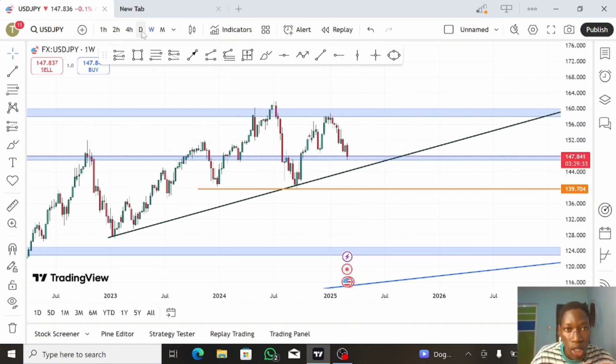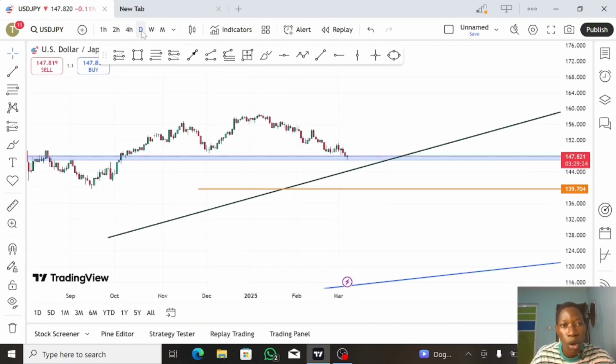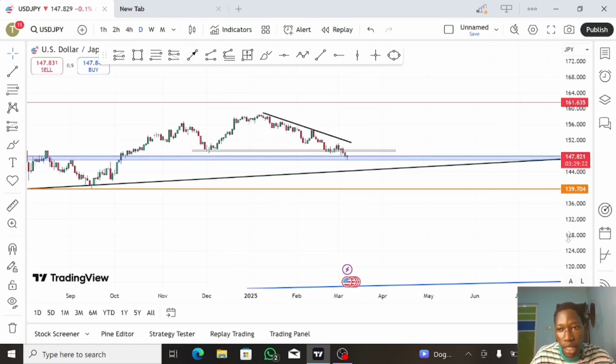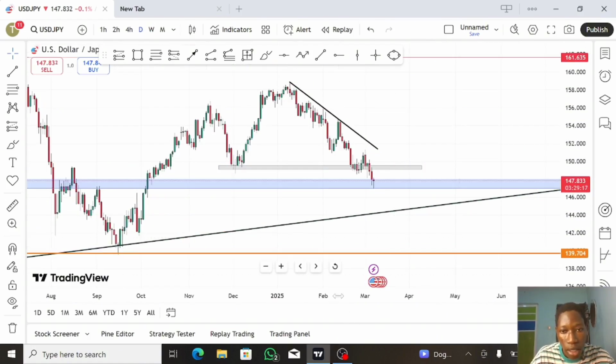So if you scale to your daily time frame, and if you scale to the 4 hours, that's when you see your highs, lows and highs properly. But you can see there's this thing I mapped out already.